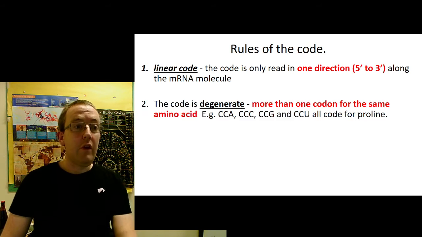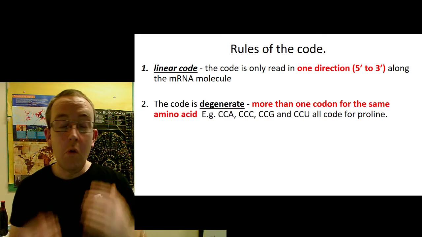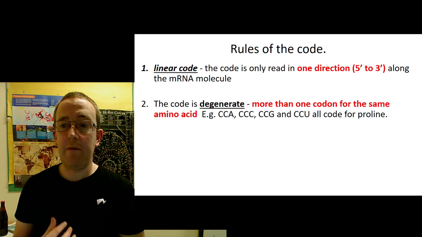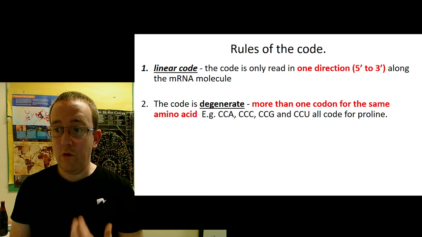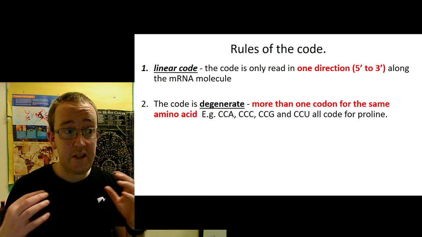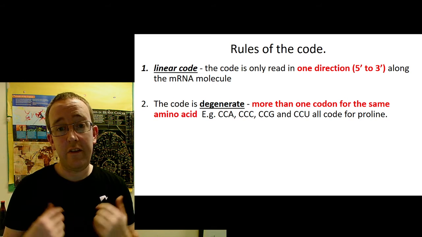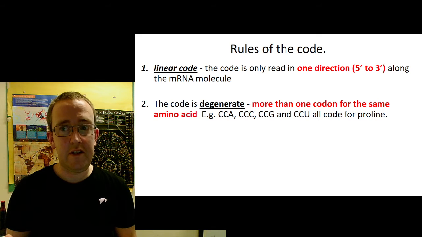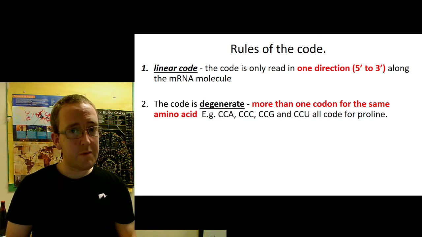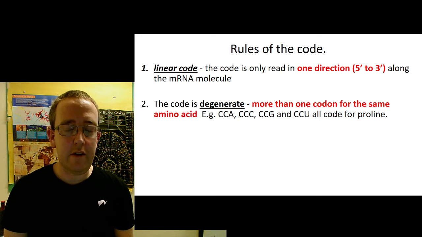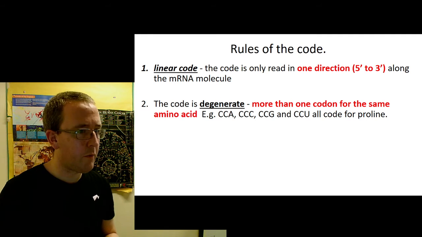So the second one: the code is degenerate. And what we mean by degenerate is that more than one codon codes for the same amino acid. So CCA, CCC, CCG, and CCU all code for proline. How we get around the idea that there are 64 different combinations and only 20 amino acids? I always liken this in English to synonyms. Lots of different spellings mean the same thing, don't they? You can get the thesaurus out. Many of you do so when you're trying to write your personal statements, to a very poor effect.